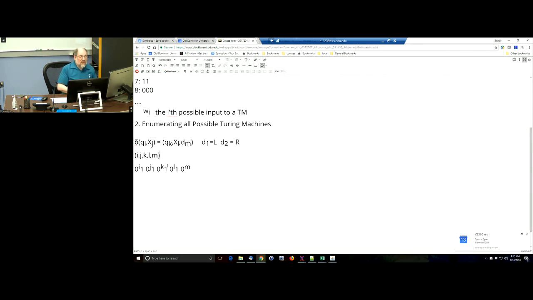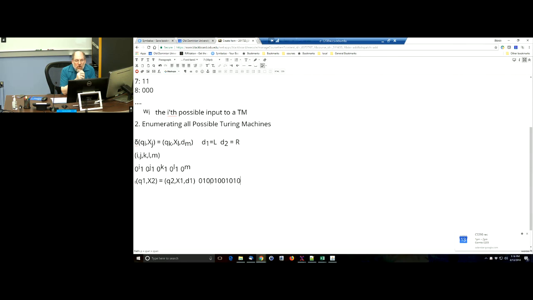And so if I've actually got, let's say, delta of q1, x2 says go to q2, x1, d1, I would actually encode that as a single 0 for the q1, followed by a 1, then 2 zeros for symbol 2, followed by a 1, then 2 zeros for the q2 on the output, followed by a 1, then 1 zero for the x1, followed by a 1, and then 1 zero for the d1.